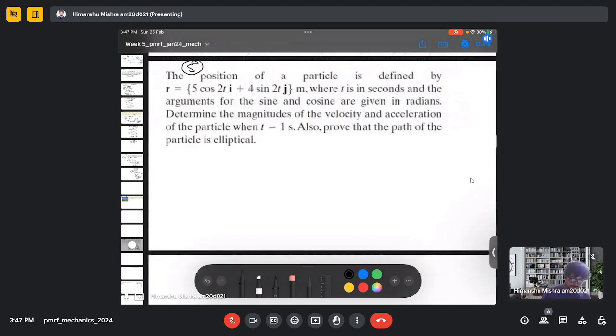So let's solve one problem here. Here the position of a particle is defined by the vector r. Okay.